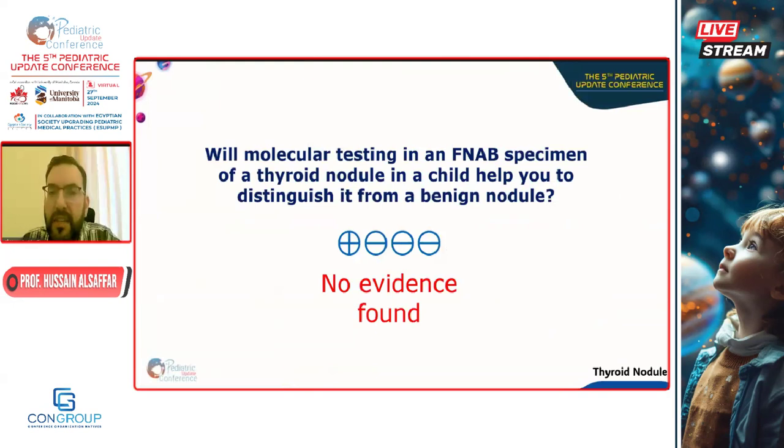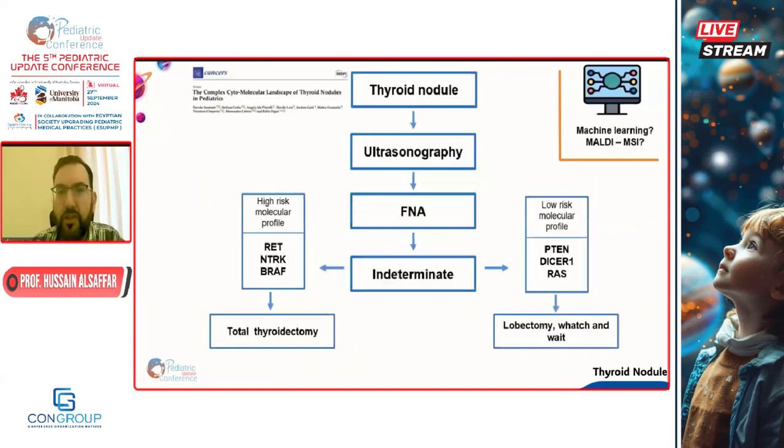As we advance in genetics, the question will come up: will molecular testing in a fine needle aspiration biopsy specimen of a thyroid nodule in a child help you to distinguish from benign nodules? Now, there's not much evidence supporting this. However, in individual cases, based on the findings, that might be the case. So if ultrasonography was suspicious and you end up doing aspiration and you found this indeterminate histopathology, then for those cases, you might benefit from doing genetics on them.